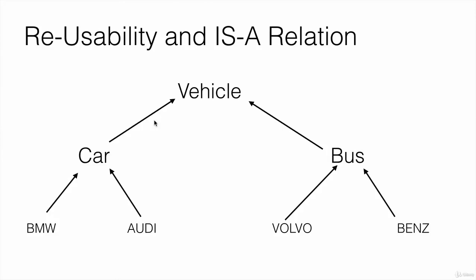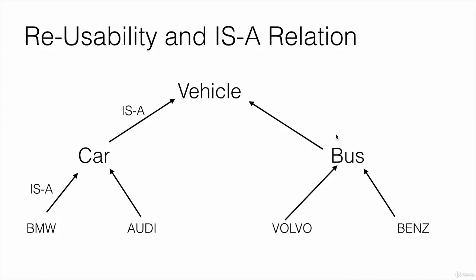Now, car and bus can have a lot of things in common as well. All that functionality can be pushed into a parent class called vehicle, and that can be reused across car and bus. So inheritance gives us reusability of a lot of features and code.